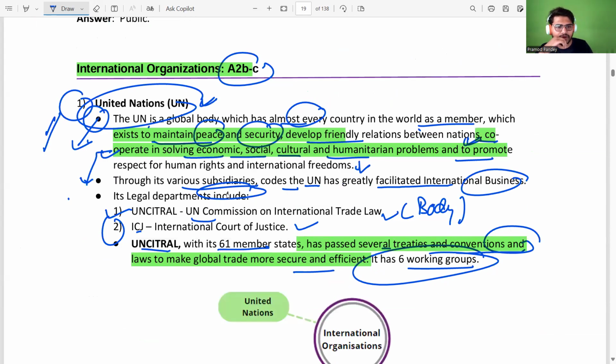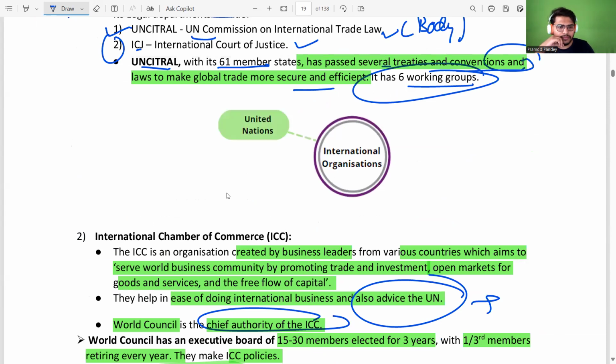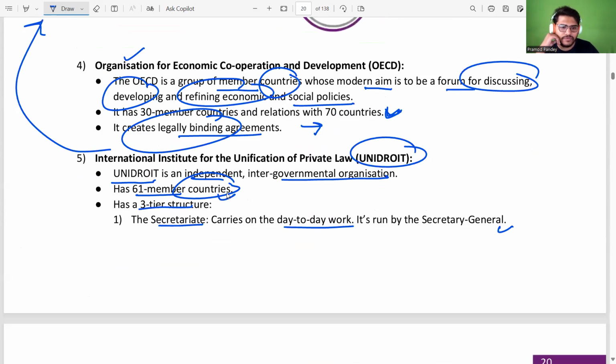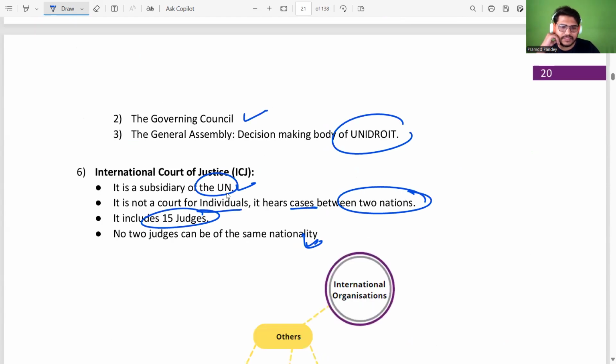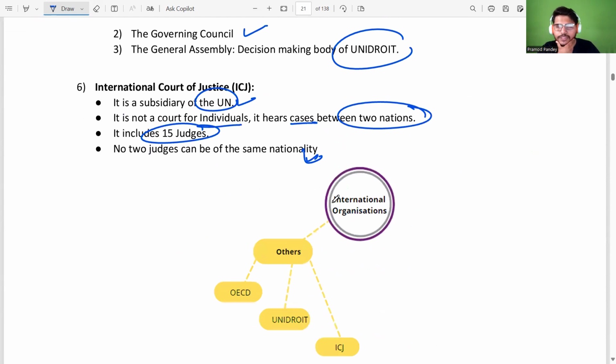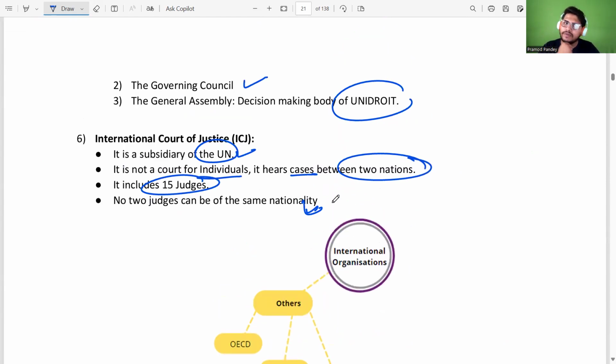These are different bodies: 1, 2, 3, 4, 5, and then we have a 6. This is a subsidiary of the United Nations. There is one more thing I will be making clear for you. I will just check on that.